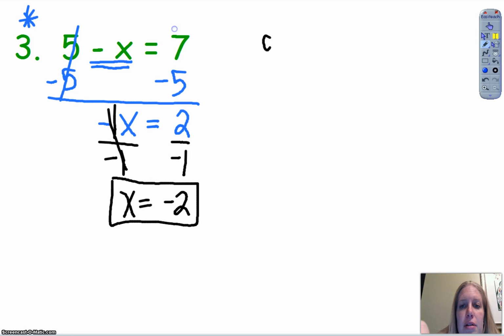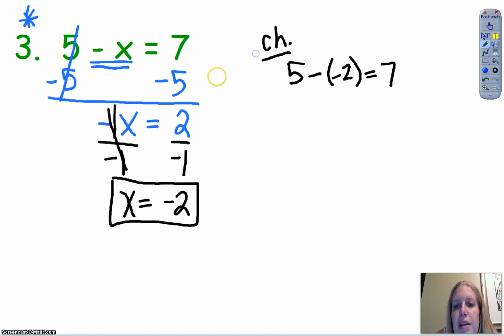Okay, so we do our check. 5 minus negative 2 equals 7. Well, minus negative, we know that that means plus. 5 plus 2, 7 equals 7.